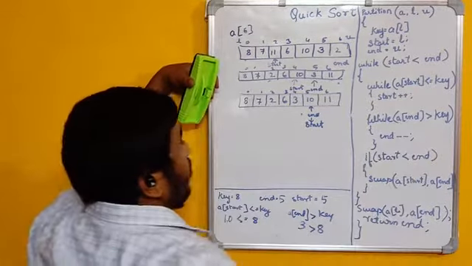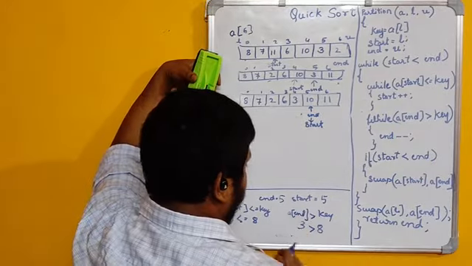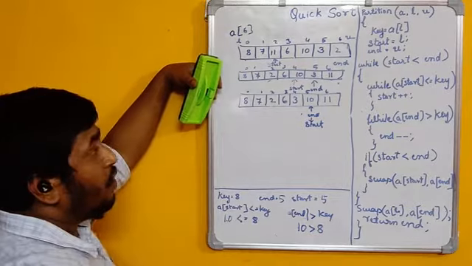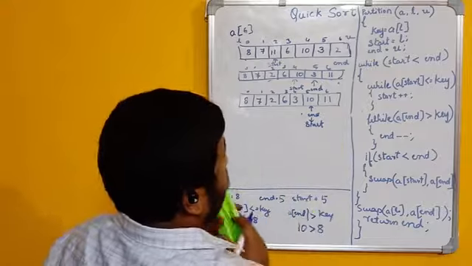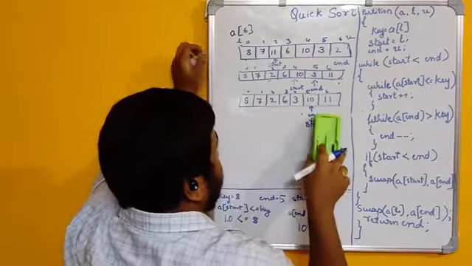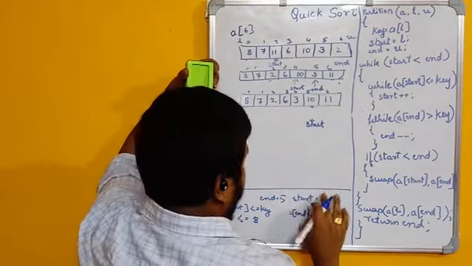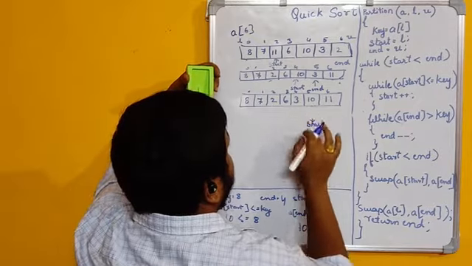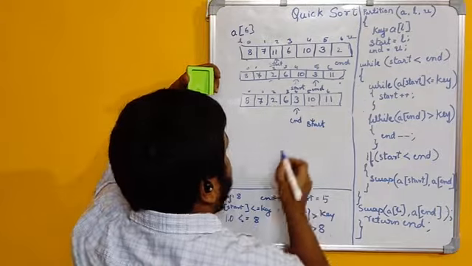We will check this while A of end. A of end is what? A of 5. That is, A of end is now 10. 10 is greater than 8? Yes, the condition is true. What happens now? End minus minus. So end will be 4 and now the pointer, end will be here.